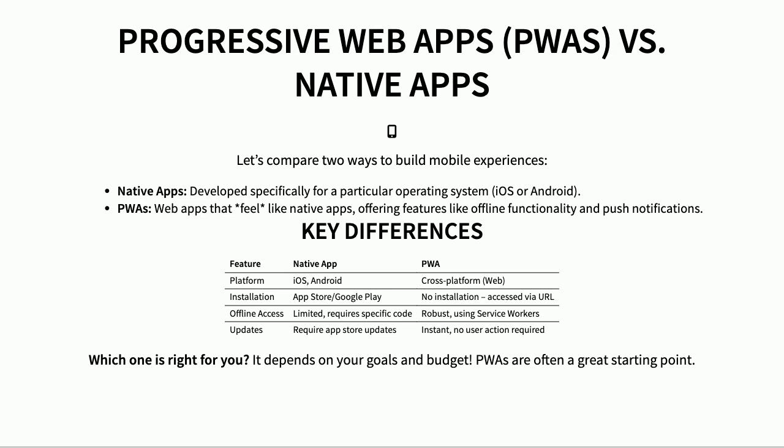PWAs, on the other hand, are web applications that look and feel like native apps. You just type in a URL to access them. They don't require installation, which is super convenient. A big advantage of PWA is they can work offline thanks to something called service workers, and updates happen automatically without needing an App Store update. Let's look at some key differences like platform support, how they are installed, and how they handle offline functionality.